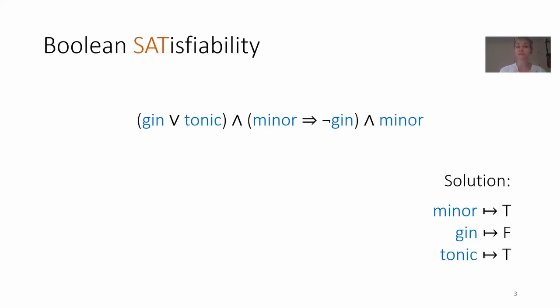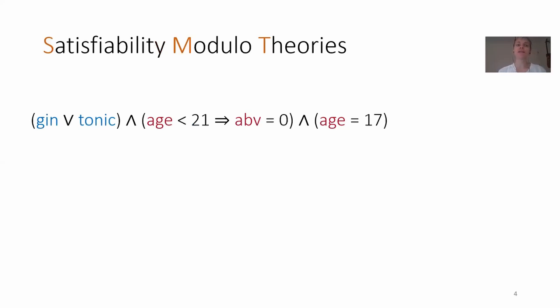So where does SMT come in? Well, not everything in the world is Boolean or can be modeled very easily as a Boolean. SMT stands for satisfiability modulo theories, which really just means that we can add variables of other types and other kinds of constraints into our formula.